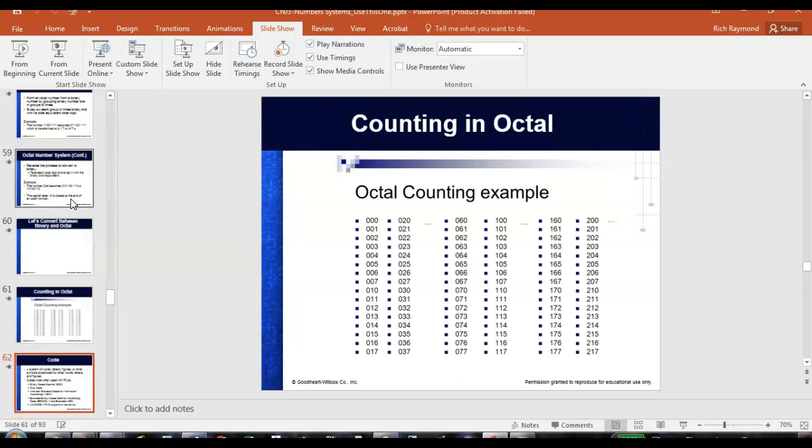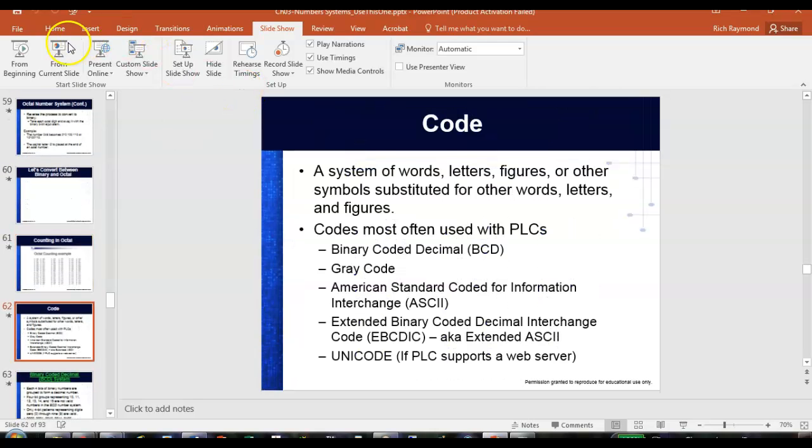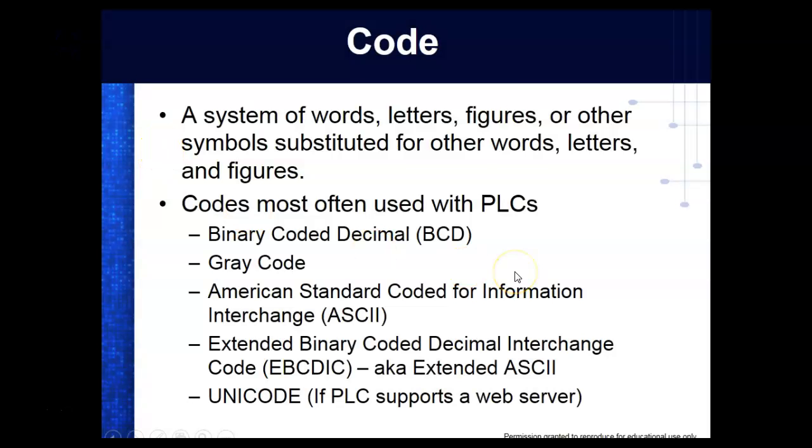Octal numbering systems, that's counting in octal. Codes: a system of words, letters, figures, and other symbols substituted for other words, letters, and figures. The codes that we run into in PLCs are binary coded decimal, Gray code, and the American Standard Code for Information Interchange. EBCDIC, the book is totally wrong about EBCDIC. EBCDIC was the code originally used by IBM mainframes. This has long been obsolete. It's actually what's called extended ASCII, which I didn't give that code out to you. And of course, Unicode.